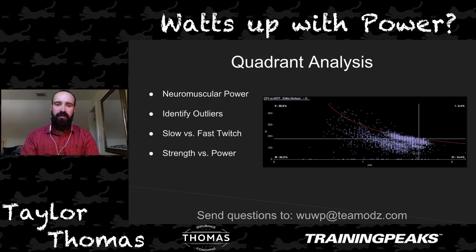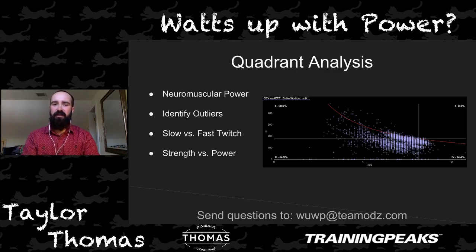Slow and fast twitch muscle fiber. Quadrant analysis couches strength, or force, in relation to FTP, functional threshold power, and because it does that, it provides some small window into how our body responds to different types of efforts, specifically higher intensity or lower intensity efforts, and when our body begins to utilize type 2, which is fast twitch muscle fiber.